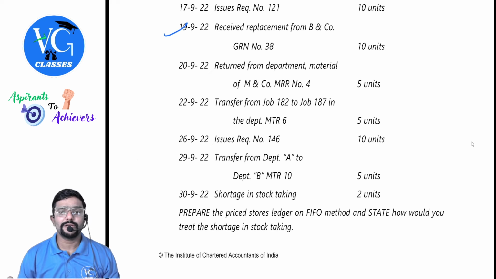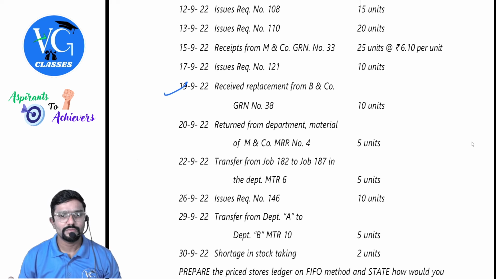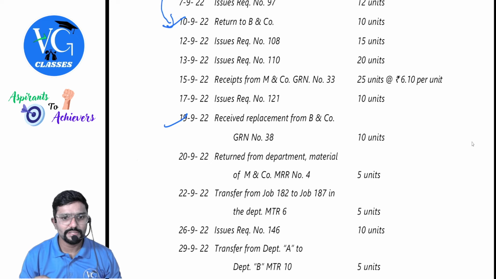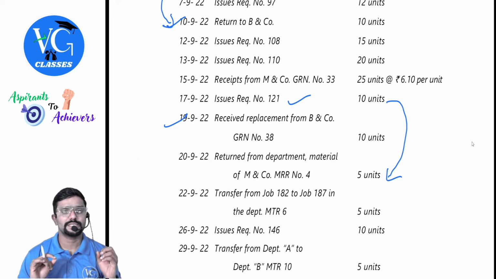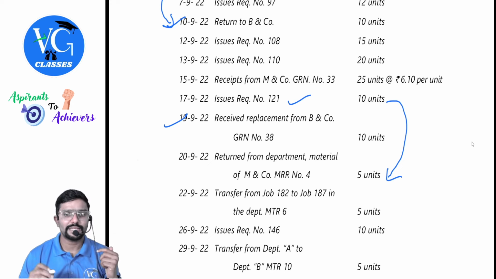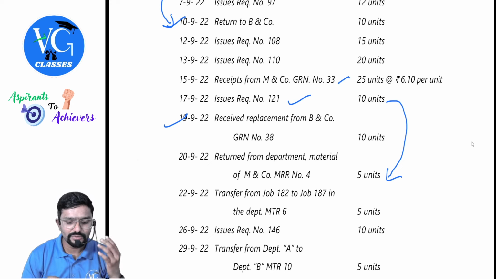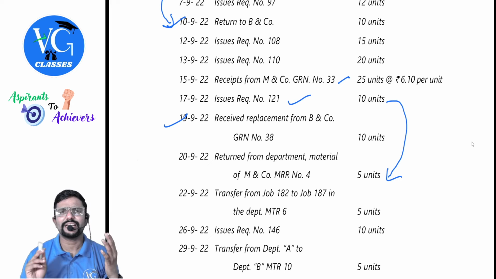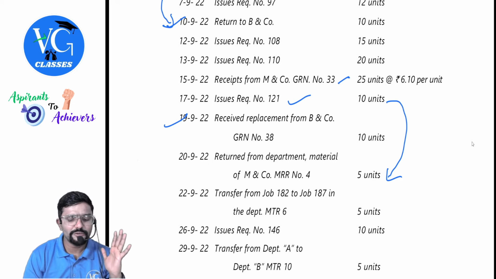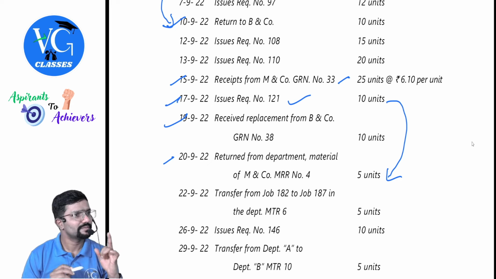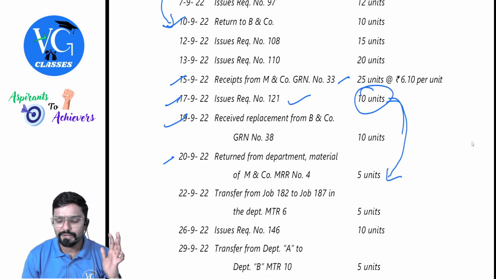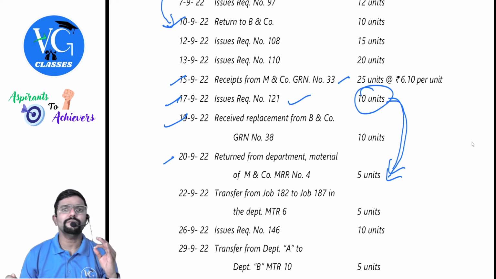20th, returned from department material 5 units of M&Co. Okay, it means maybe they are returned. Out of 10 units, they have returned 5 units, guys. Clear? Yes, sir. Because I received from M&Co., and there is only one issue in between these dates. Correct. Common sense: I received from M&Co. on what day? 15. And I am getting it back on what day? 20th. In between, there is only one issue. Correct. So I can consider I am getting it back from here.